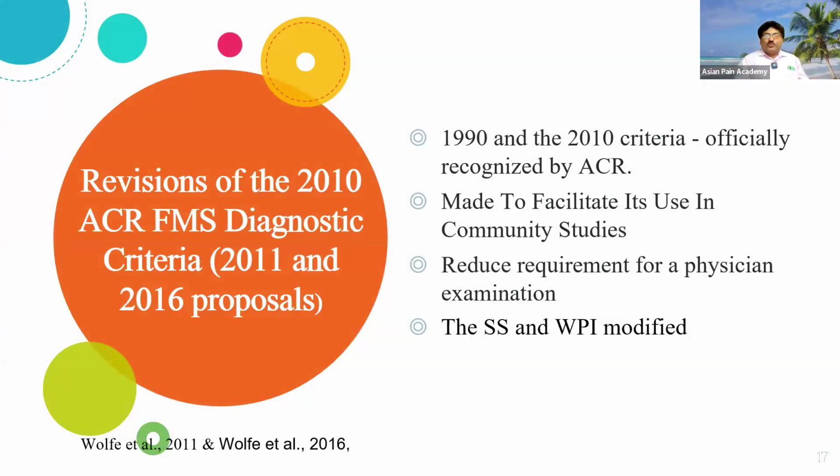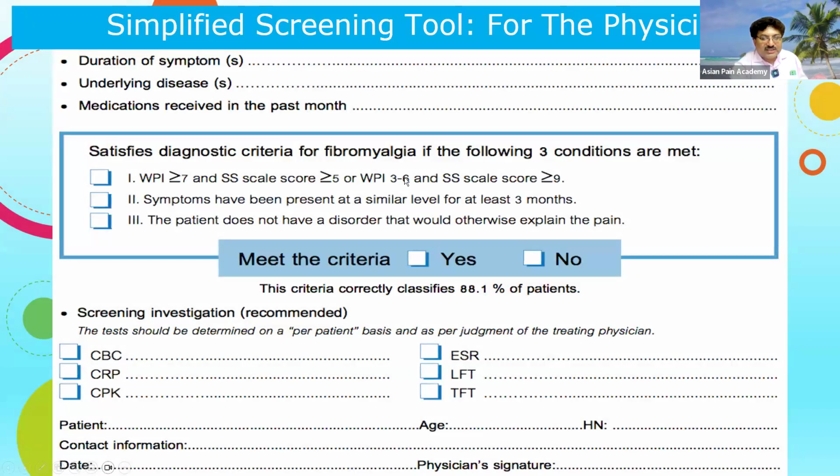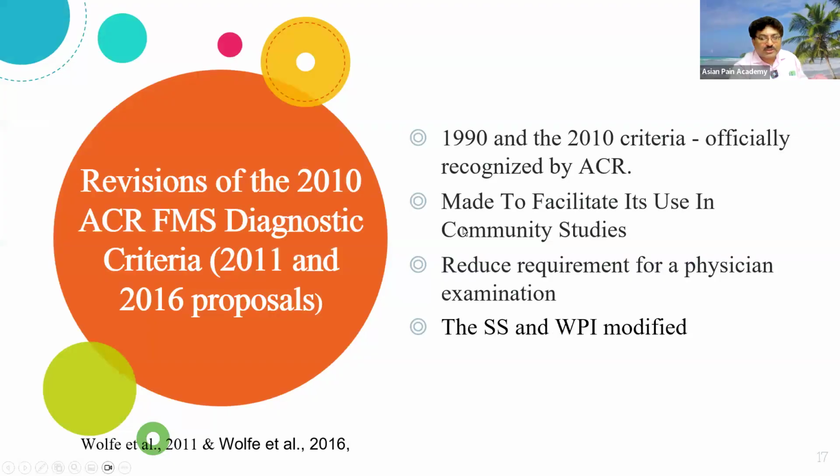So that was the part by the ACR. Now there are a few proposals post 2010, number 1 Wolfe et al, because there are a few shortcomings that have been seen for this criteria. Number 1, the widespread pain. As you see in the second part, if the widespread pain index is only 3 and the symptom severity score is 9 or more, then also it should be considered as a part of fibromyalgia. So in this patient, sometimes some localized pain also came into the criteria of fibromyalgia.